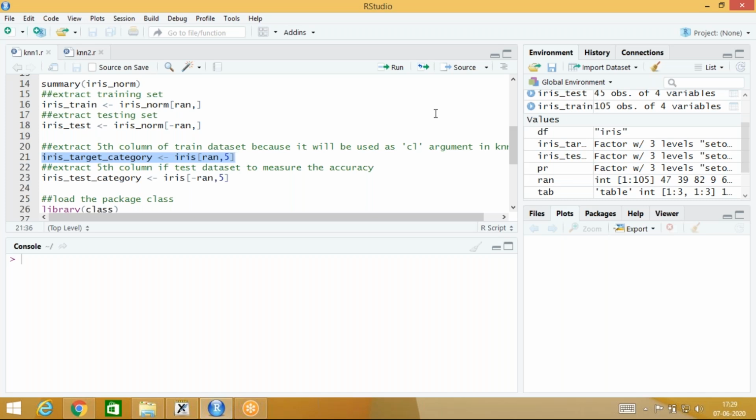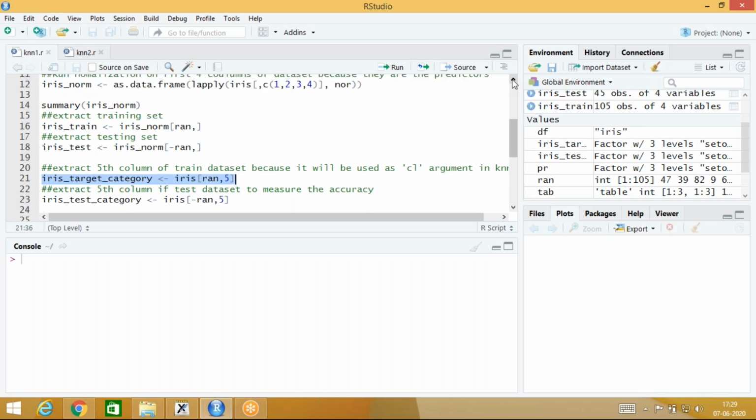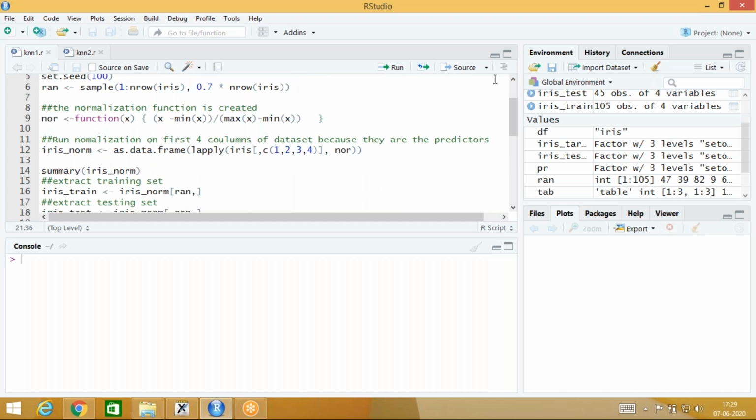Anindo, you have not run this line. Just check the error and you will understand. You have not run this line. Anindo, you have not run this line. Your RAN is not found. RAN not found means that particular variable has not been created. Check your global environment, it is not there.